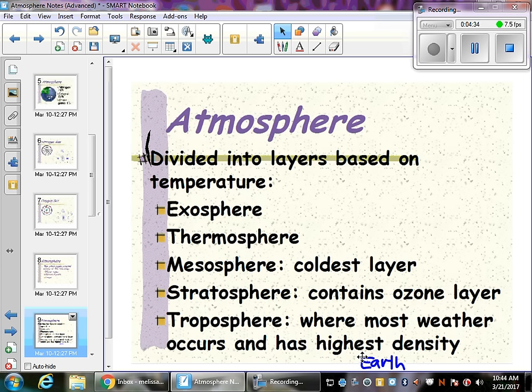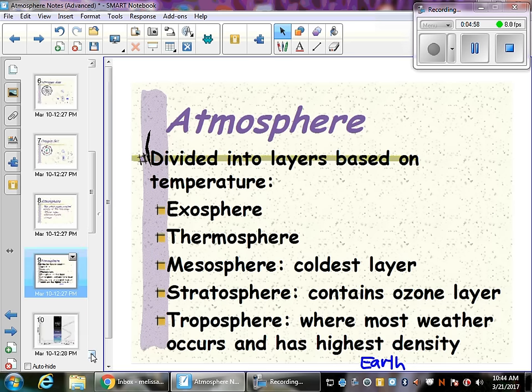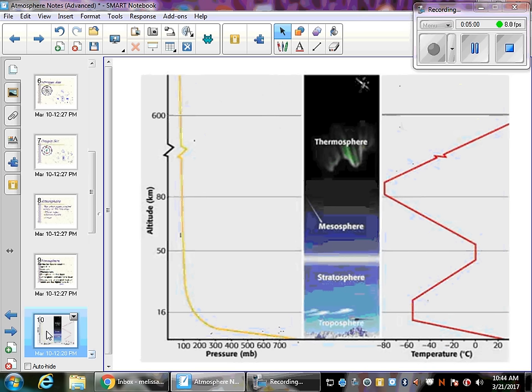If you keep moving upwards, you hit the stratosphere. And this is important because it contains the ozone layer, which helps to keep us safe from the sun. And I'll talk about that more in a minute. There's the mesosphere, which is the coldest layer. And we'll talk about why. And as you move up, we get to the thermosphere, and the exosphere is just kind of leading us off into space. But those are our layers of the atmosphere.